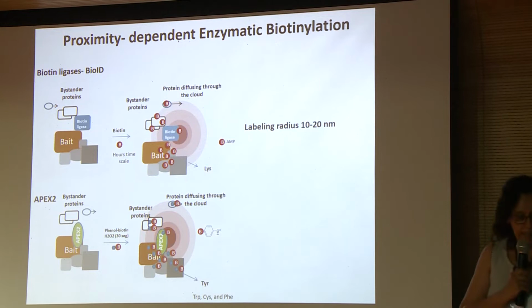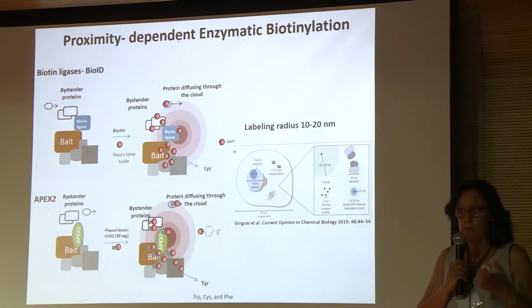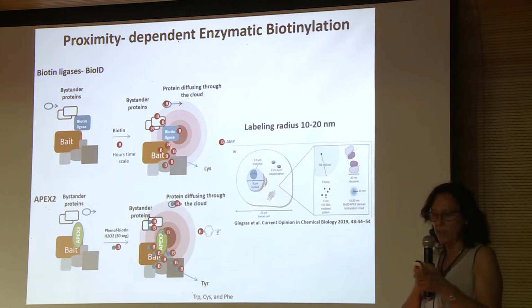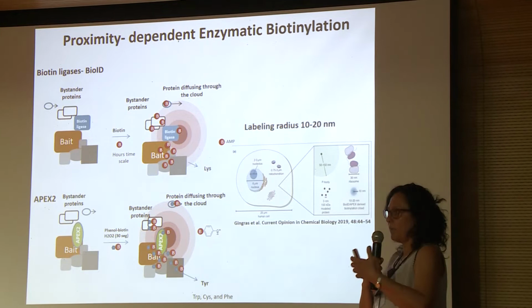And this is still an open question, but there are some calculations that have been made, but we tend to think that this might be dependent on the specific system we are studying, whether it is a membrane protein or it is a soluble complex or whatever. But this labeling radius for both of them is calculated around 10 to 20 nanometers. So this is really labeling things that are very close together in the cell.